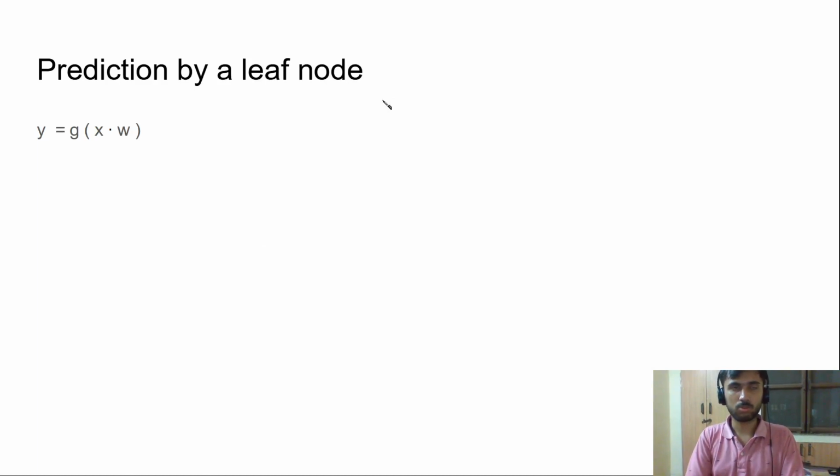We now talk about the prediction by a leaf node. The prediction by a leaf node is simply y equals g of xw.